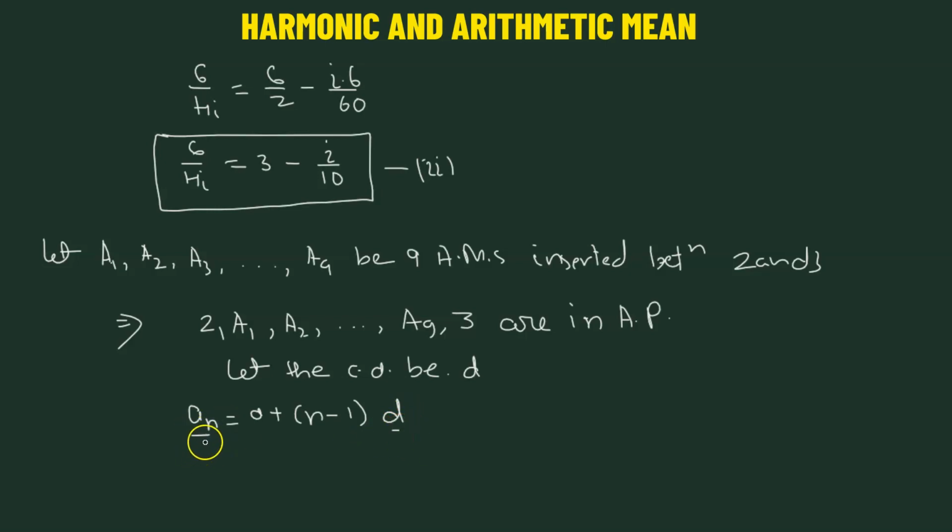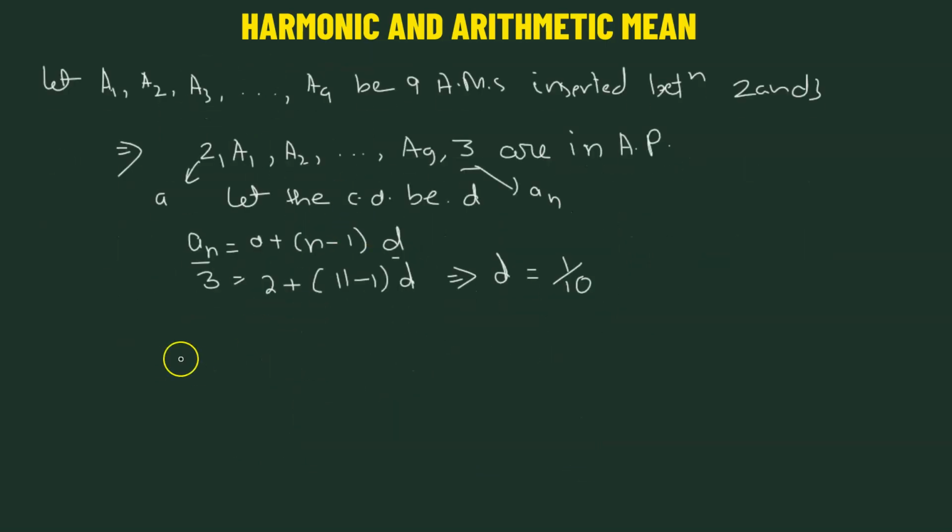So we can find the value of d here. The nth term is the last term, so that's 3. The first term has a value of 2, plus n minus 1 times d. Since we have 9 arithmetic means inserted between the two numbers 2 and 3, 9 plus 2 is 11. So we have 11 minus 1 times d. This gives d having a value of 1 over 10.